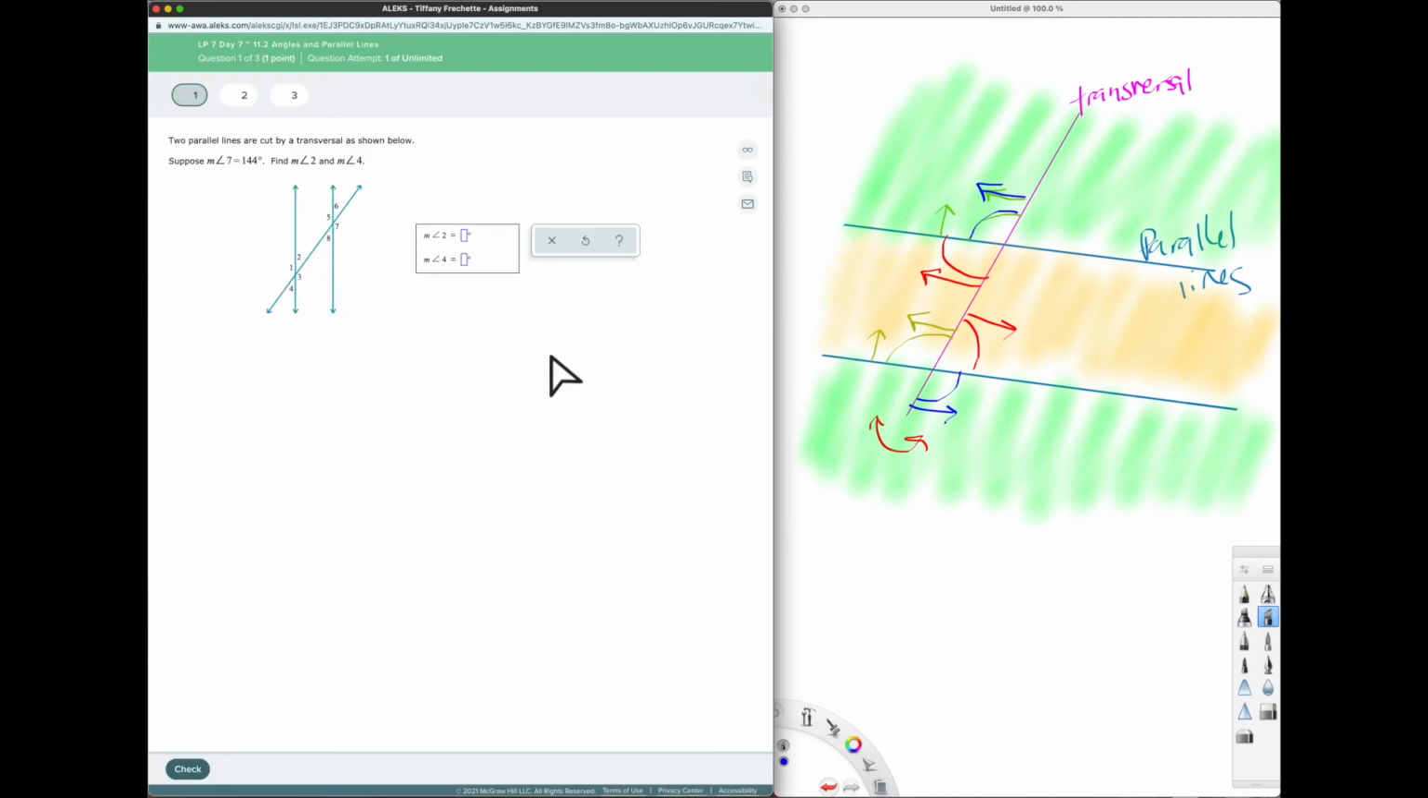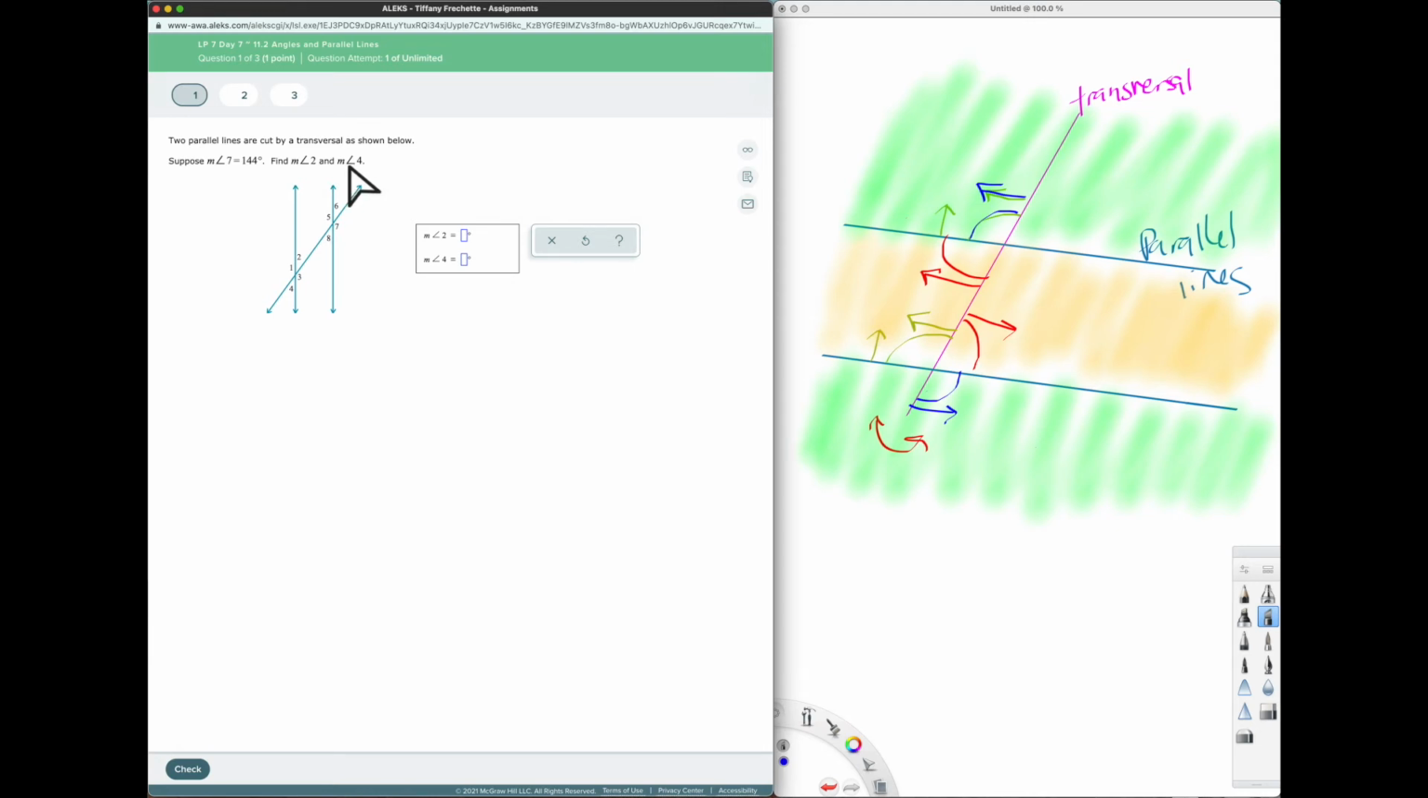All right, so now that we've reviewed that really quick, we remember there's a lot of relationships, especially when we have parallel lines and a transversal. So coming over here, we can see 2 parallel lines are cut by a transversal as shown below. Suppose the measure of angle 7 equals 144 degrees. Find the measure of angle 2 and the measure of angle 4.